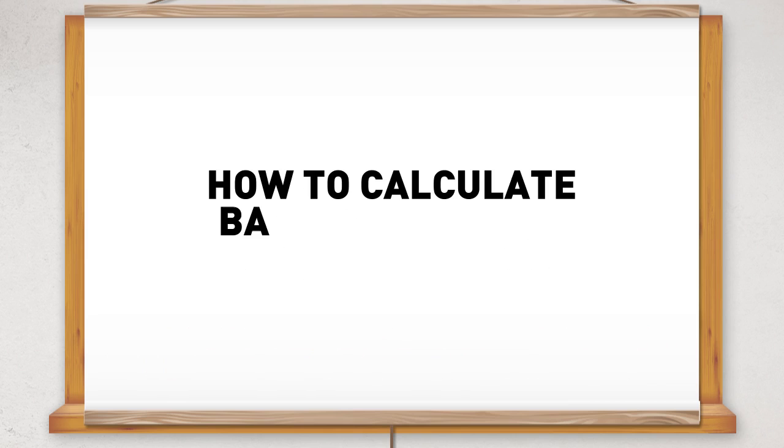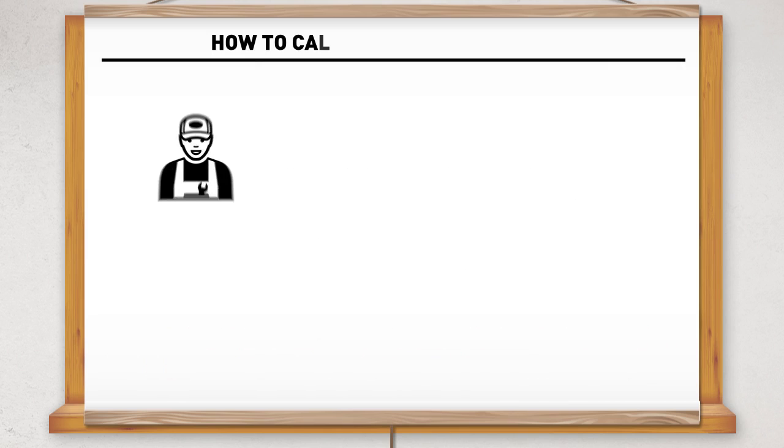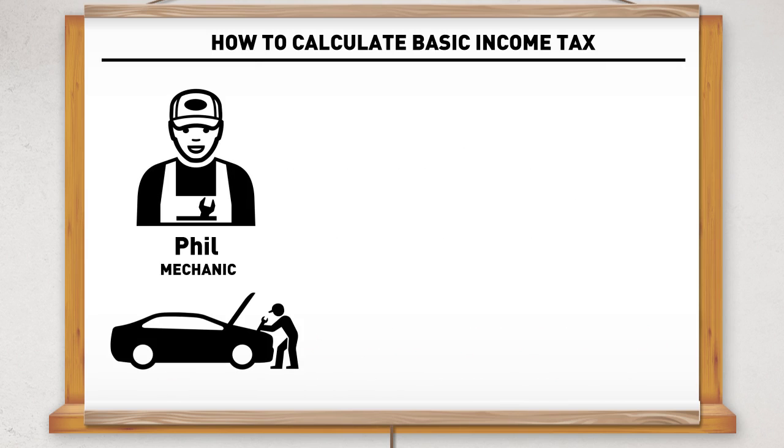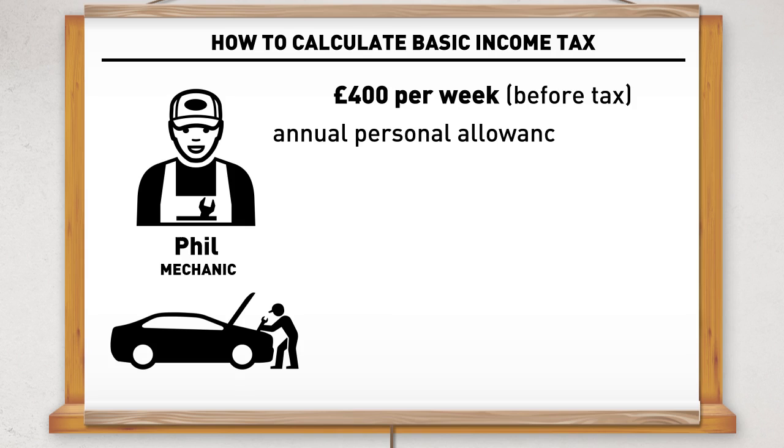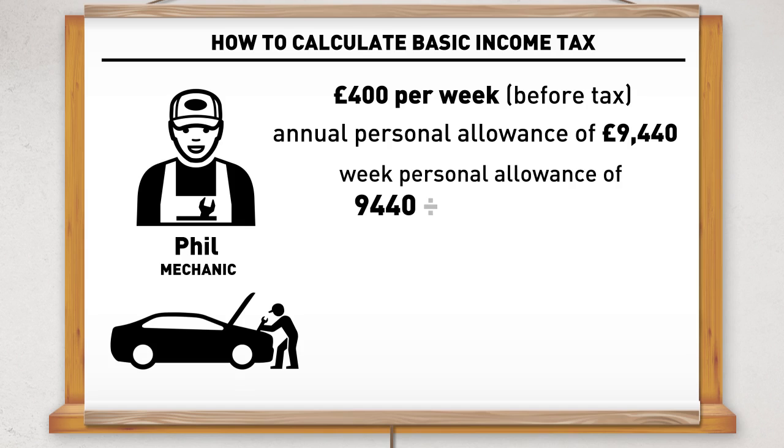How to calculate basic income tax. Phil works as a mechanic and is paid £400 per week before tax is deducted. Phil is entitled to his annual personal allowance of £9,440. His weekly personal allowance is 9,440 divided by 52, equaling £181.54. This means he can earn £181.54 per week before he pays tax.